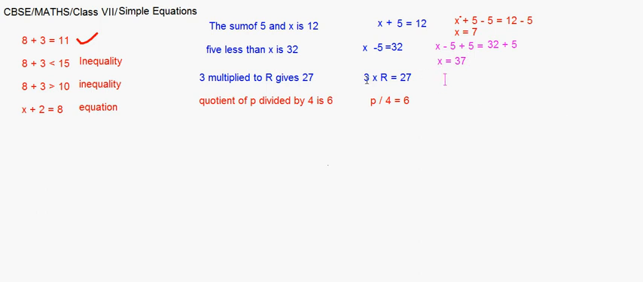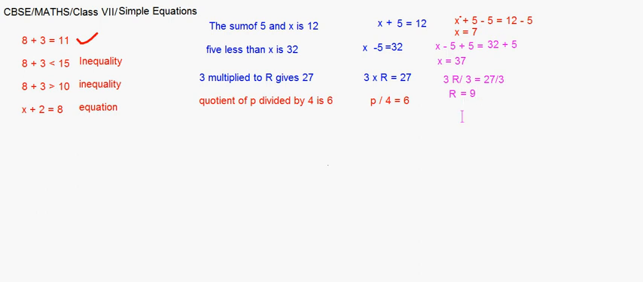Here 3 multiplied by r is 27. If I want only r to be left on the LHS, I divide 3r by 3. On the right hand side also we have to divide the value by 3. So 3r divided by 3 leaves us r on the left hand side, because this 3 and this 3 get cancelled, and on the right hand side 27 divided by 3 gives us 9. So r becomes 9 in the third part.